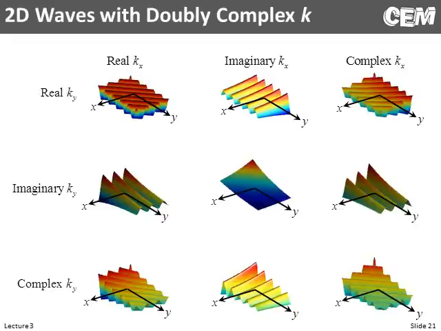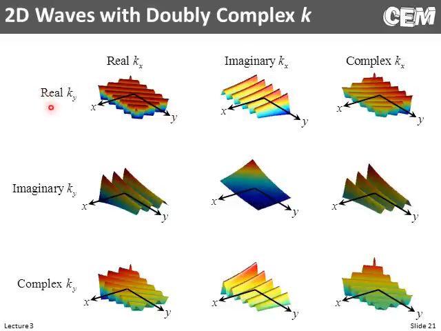Well, k is a vector, in fact. And so it can be two-dimensional or three-dimensional. I'm not going to draw the three-dimensional things, but here's an array of what happens in two dimensions. So if both the x and y components of k are real, then there's just pure oscillation in x, pure oscillation in y. If you add those together, what we get is pure oscillation down the diagonal.